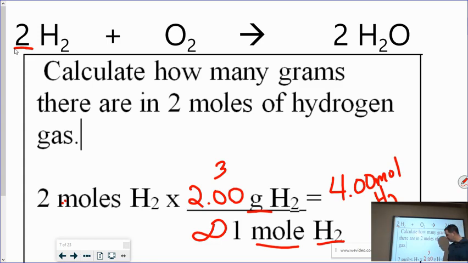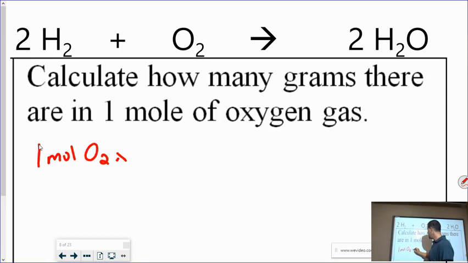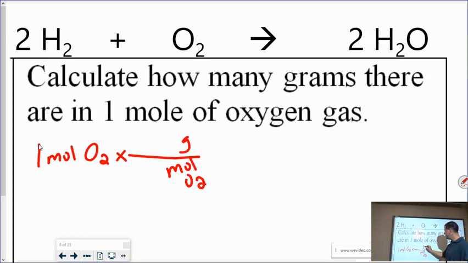Please try the next 2 before I go over them. So pause the video and try the next 2. How many grams are there in 1 mole of oxygen gas? I start off with the 1 mole of O2. Multiplication sign, division bar, whatever's on top goes on the bottom of the next step. Moles O2. I can go from moles to grams of O2.